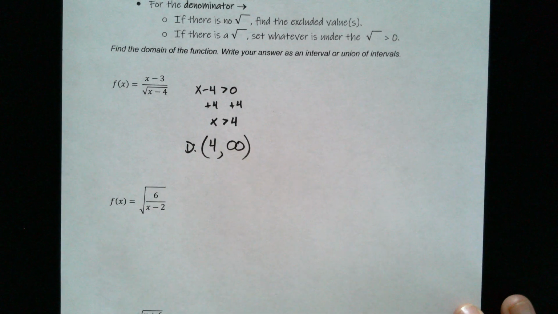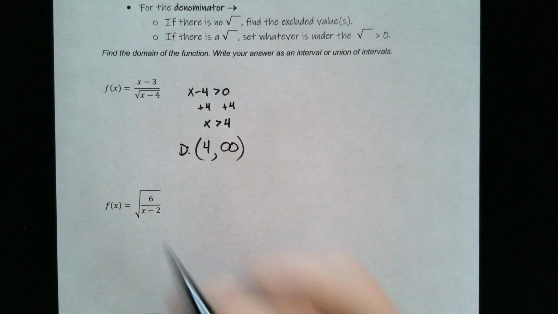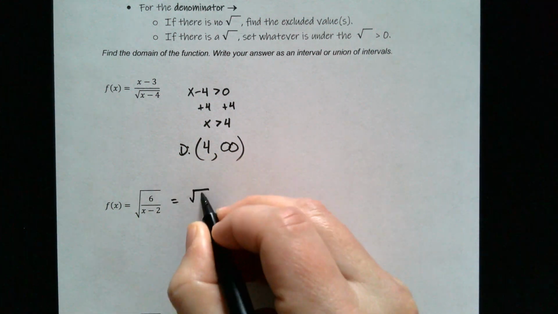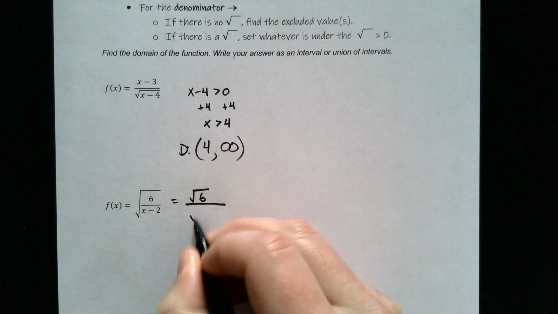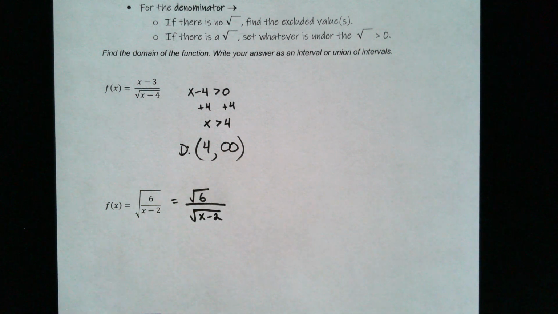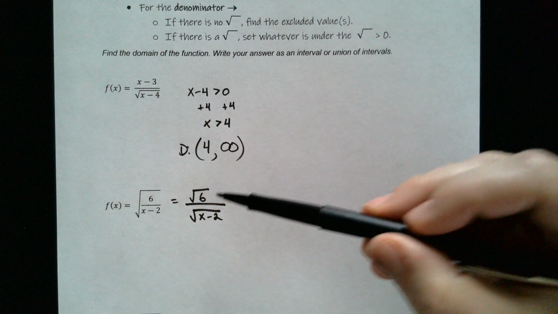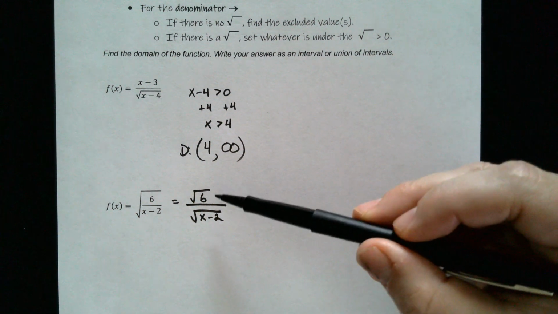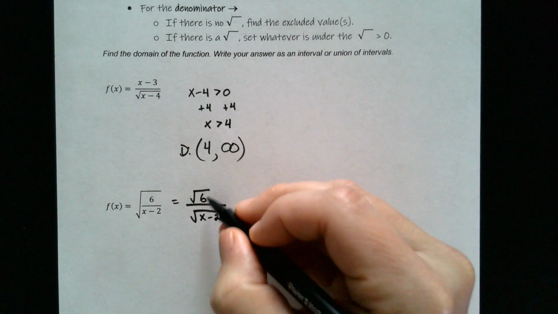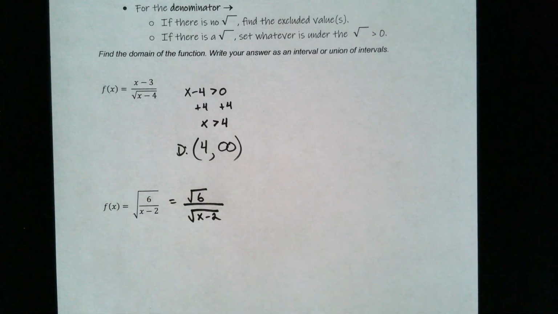Okay, let's take a look at this one. Now, there's a square root over the whole thing, so what I'm going to do first is rewrite this as the square root of the top and the square root of the bottom. You can do that, okay? Now, I look at the square root on top, and I see there's no variable there. There's no x, right? So I can just ignore that. Now, if that had like a 6x, then I would have to do something with it. But since it's just the square root of a number, we can leave it alone.